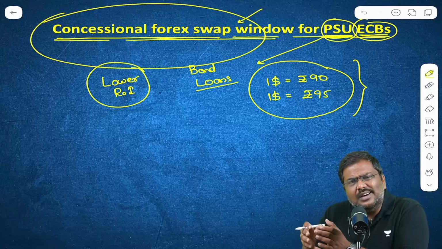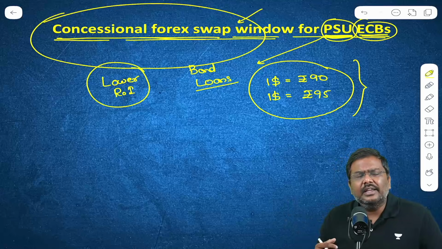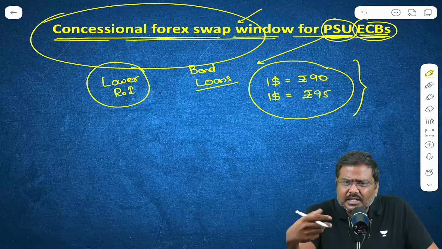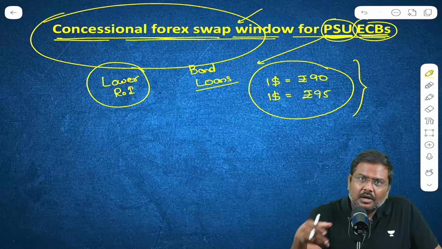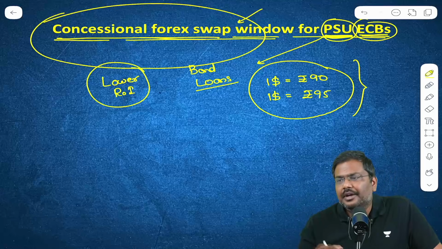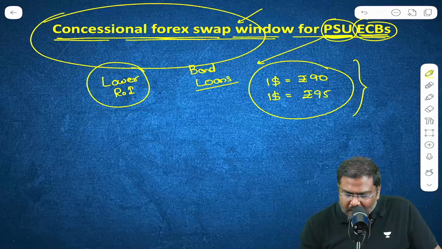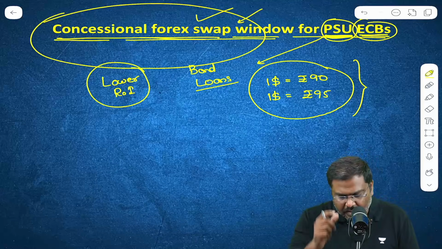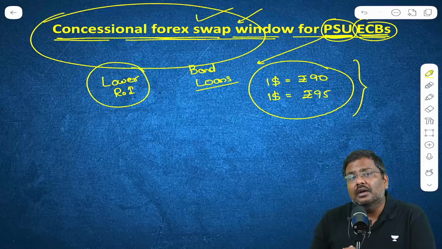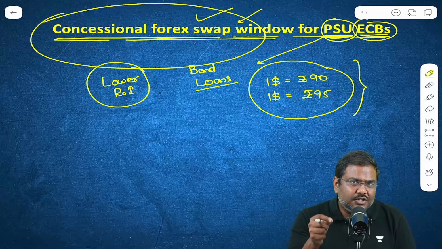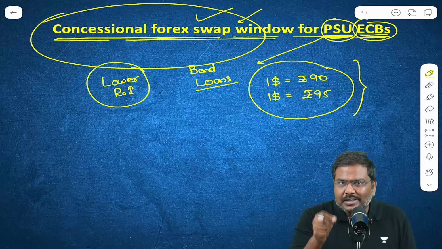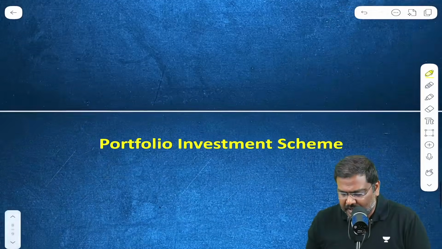Front load means rather than borrowing later in the year or in the fourth quarter of the current financial year, they will front load the borrowing in order to get the benefit of this facility announced by Reserve Bank of India. And annually, the public sector undertakings generally borrow more than $10 billion under the ECB route.